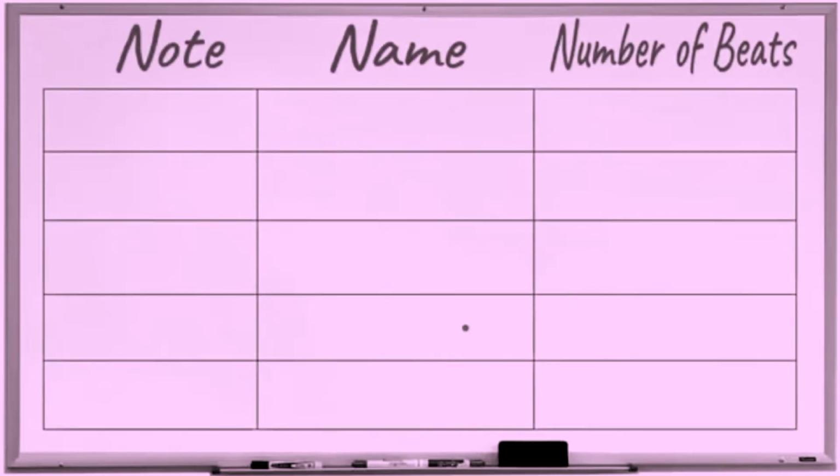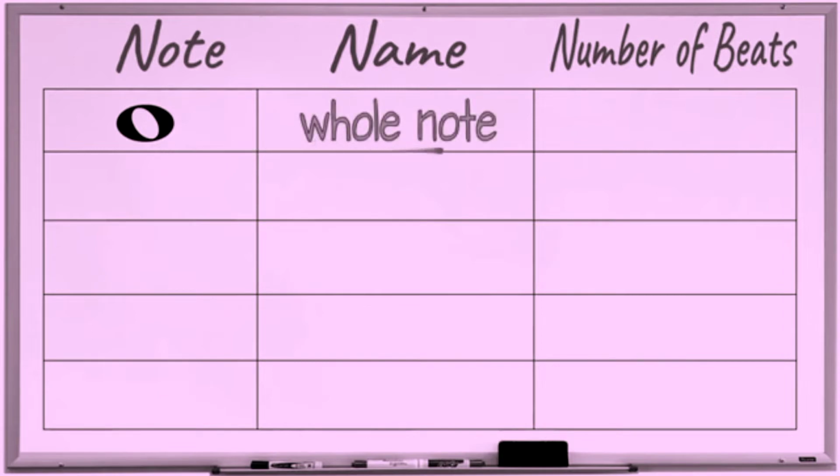Now let's go to the note symbol itself, the name of that note, and the number of beats. Each note has a value of time that is made up of a number of beats. The number of beats tells how long a note is played or sounded. For this one, it's the head only. It's called a whole note, and it has 4 beats.